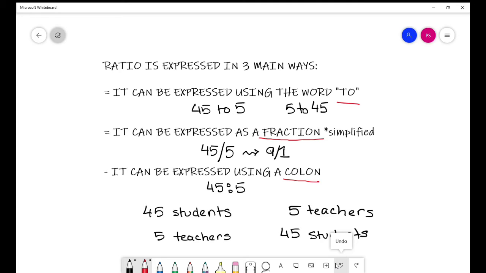So here our ratio would change from 45 to 5 to 5 over 45, and once that's simplified, it would be 1 over 9. And again, if you're expressing it as a colon, it would be 5 colon 45. Now it is worth noting that anytime we deal with ratios, it's in our best interest to simplify it.